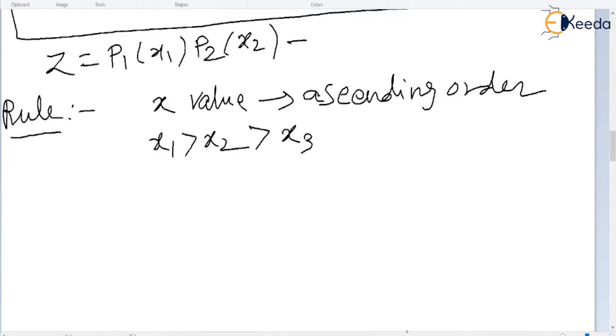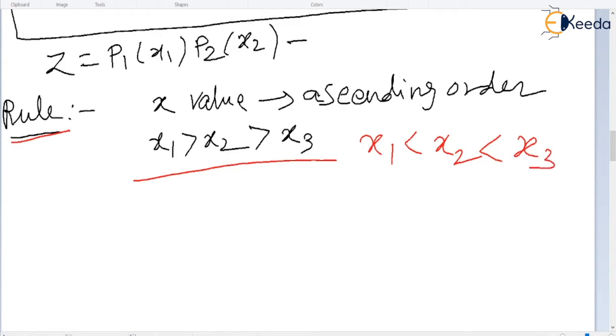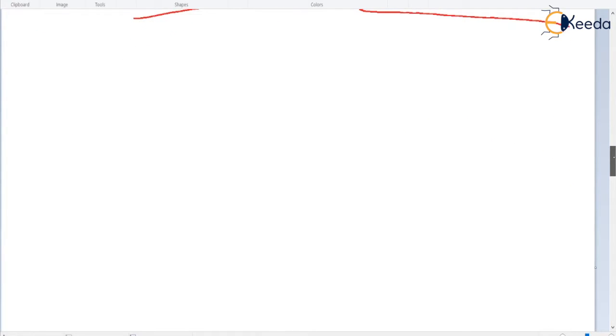Hello everyone. In the last video we saw how we can select a structural formula with a rule. That rule was that the x values should be in ascending order. Actually, I made a small mistake there. It should be like this: x1 should be lesser than x2 and x2 should be lesser than x3. So this is a small modification in this video. Next, we will check how we can go to the next procedure, that is the structural diagram.